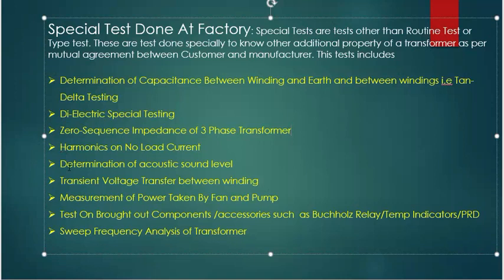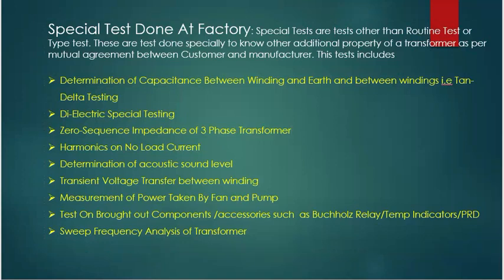Determination of acoustic sound level and transient voltage transfer between windings are also done as part of special testing. Measurement of power taken by the cooling circuit, that is fan and pump, is also assessed in special testing. Tests on the brought out components, that is Buchholz relay, temperature indicator, and PRD, are also done in the special testing procedure. Sweep frequency analysis of the transformer, which I have described earlier, is also a special test.